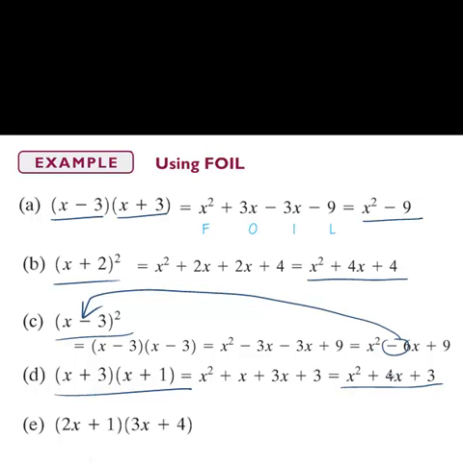Notice that you have this 4 right here for the linear term. That's going to be this 3 and this 1 together. 3 plus 1 is 4. Here you've got 2x plus 1 times 3x plus 4. FOIL it out. 2x times 3x is 6x squared, plus 8x plus 3x plus 4. And then combine the 8x plus 3x to make 11x. So you have 6x squared plus 11x plus 4 as the result.